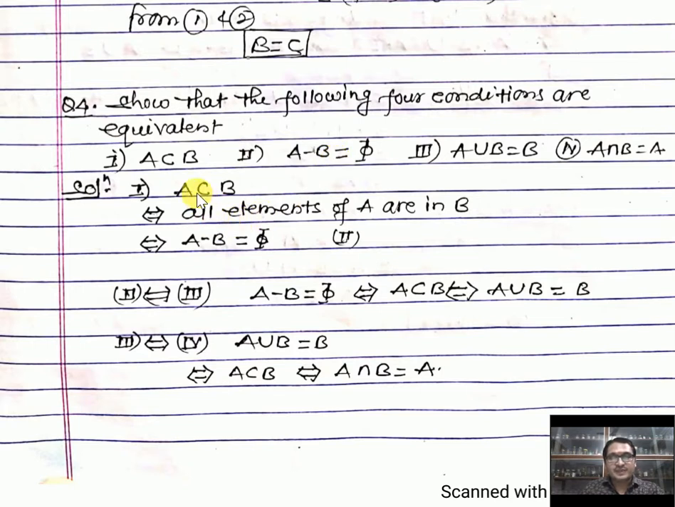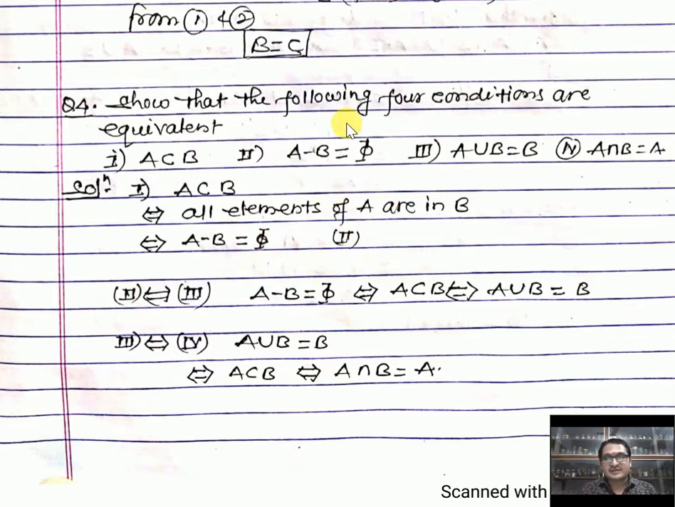Let me repeat it. A subset B means what? All elements of A will lie in B. It means A minus B will be equal to the null set. A minus B means all elements of A which do not belong to B. It means there is no element, right? So that will be the null set.